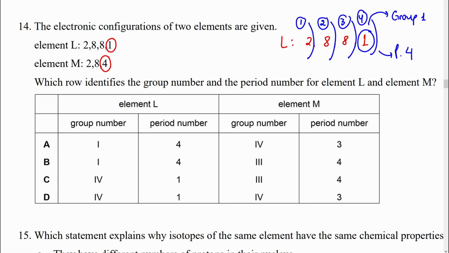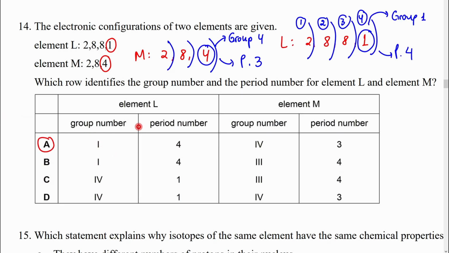While element M is 2, 8, 4. So this is the first cell, this is the second cell, and this is the third cell. So the valence electron is 4, so that means it is at group 4. And it is at period 3. So which one matches the answer? Yes, so the correct answer here is A. Because for element L, it's group 1 and period 4, while element M is group 4 and period 3.